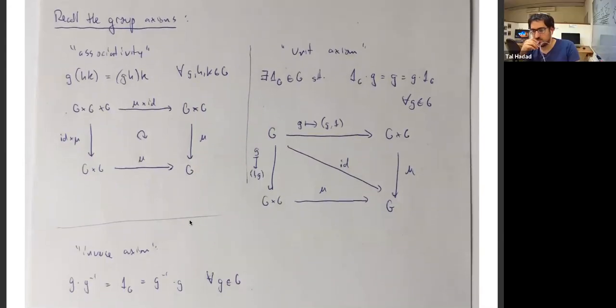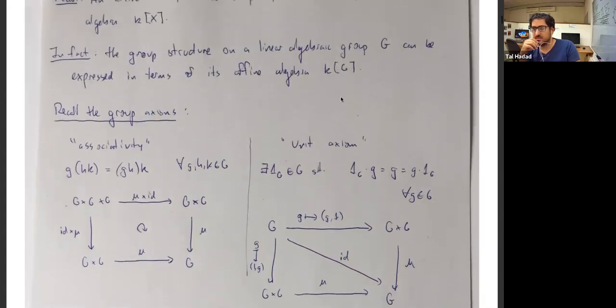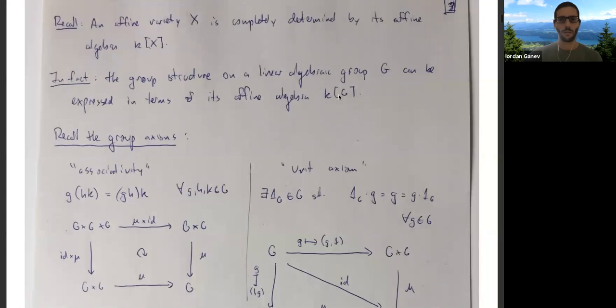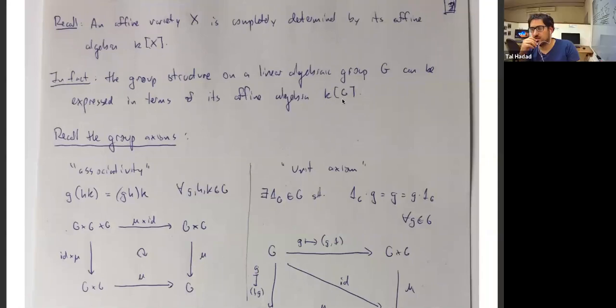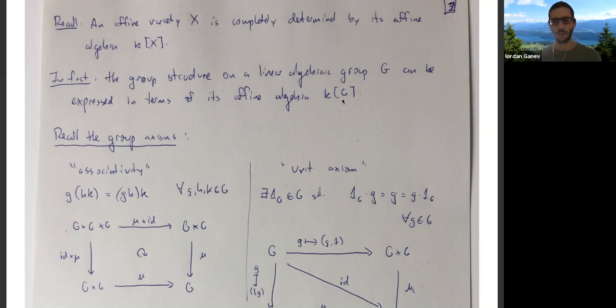Just what do you mean by K[G]? G is the affine variety. K[G] is the affine algebra of G as a variety. It's not the group algebra. We'll say something about the group algebra in a little bit. That's a good point, but we think of it as an affine variety, and this is its affine algebra.